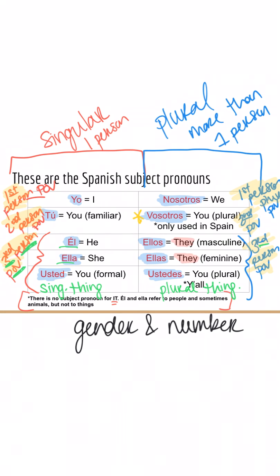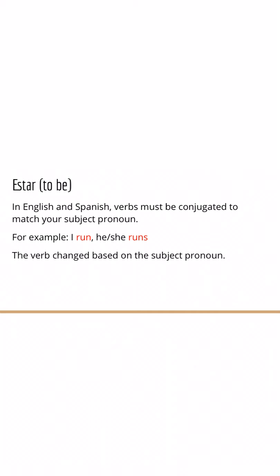It'll act like that third person point of view. All right, I know that got a little messy, but I think we got it. Okay, so now in English and Spanish, verbs have to be conjugated to match your subject pronoun. This is why we need to get really familiar with those subject pronouns.